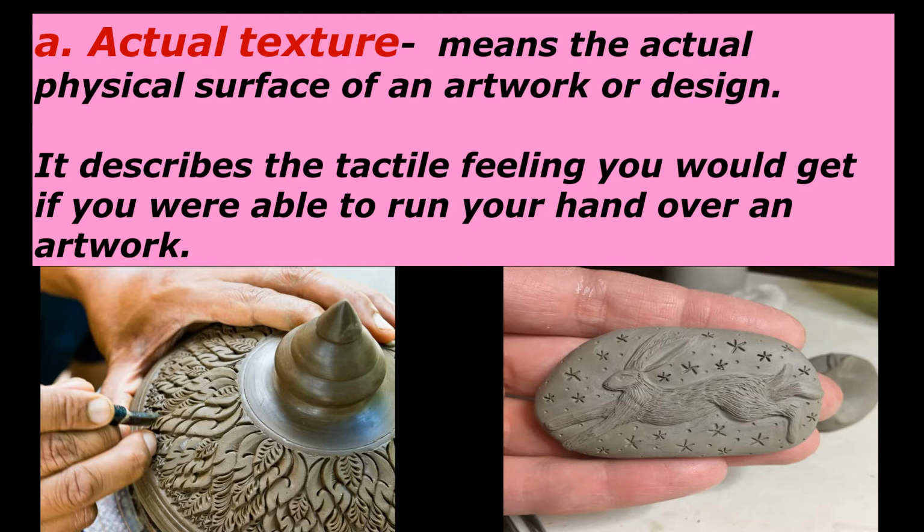For example, sculpture. We can create real texture by using specific sculpturing tools. This texture has a tactile quality. We can feel it. Drawing techniques help us to create the appearance of a rough, scaly, or spiky surface. Again, letter A, actual texture. We can feel the texture through touching the object or the artwork.